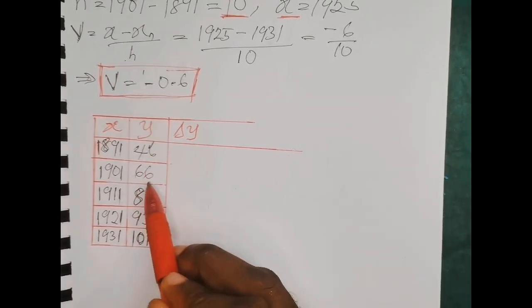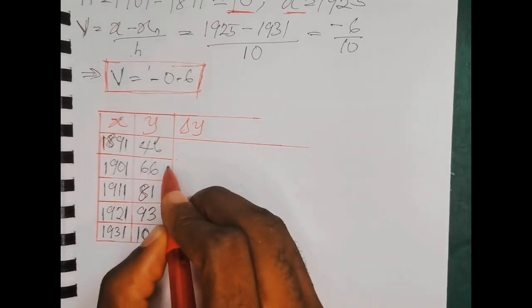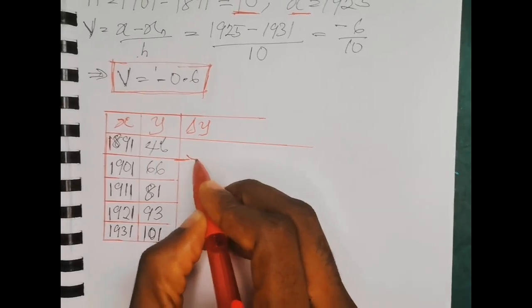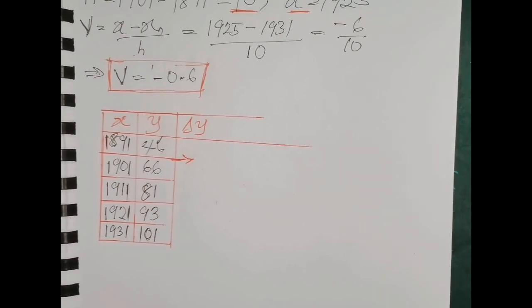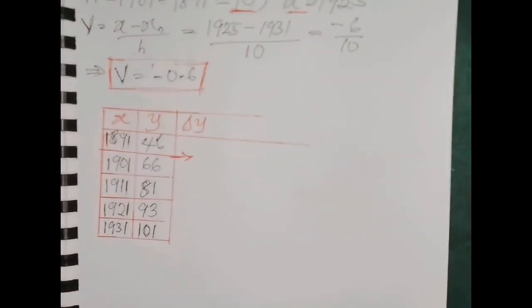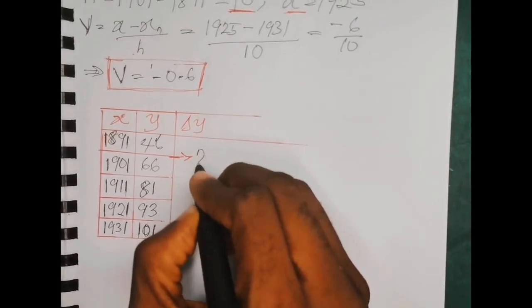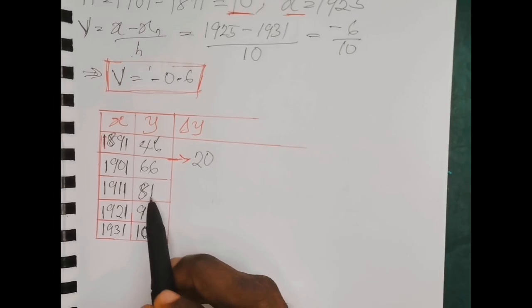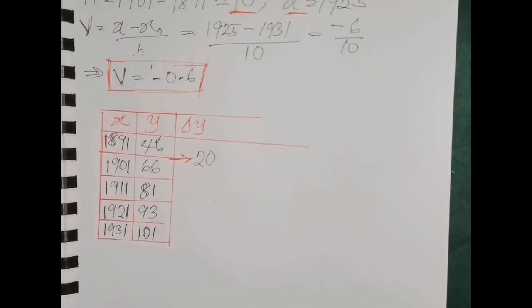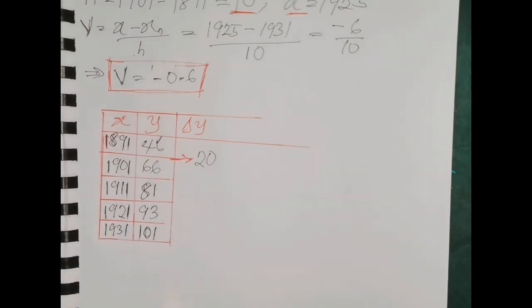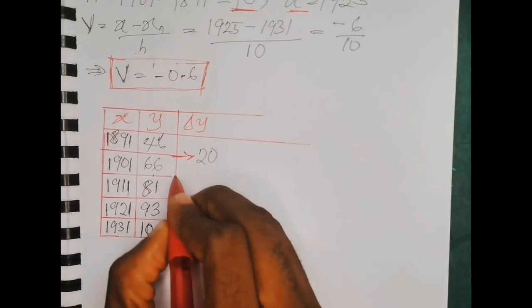y1 minus y0 becomes 66 minus 46. So you put the answers at their middle. 66 minus 46 simply gives us 20. Next you do y2 minus y1, which is 81 minus 66. 81 minus 66 simply gives us 15. So you put the answer once again at their middle.